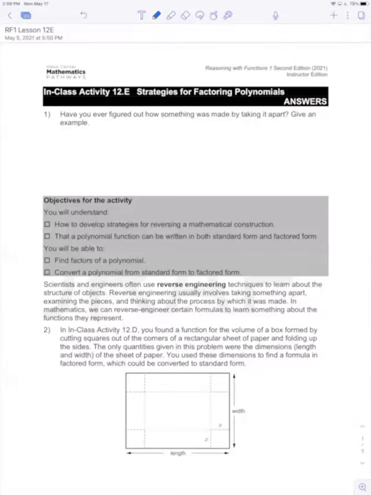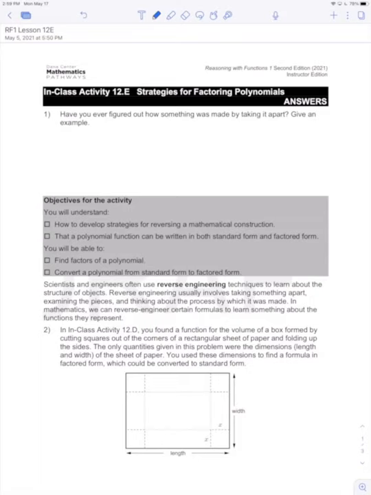In-class activity 12E, strategies for factoring polynomials. 1. Have you ever figured out how something was made by taking it apart? Give an example. Perhaps you learned how to repair bikes by taking them apart, disassembling different components of your bike and then putting them back together. So that would be one example.